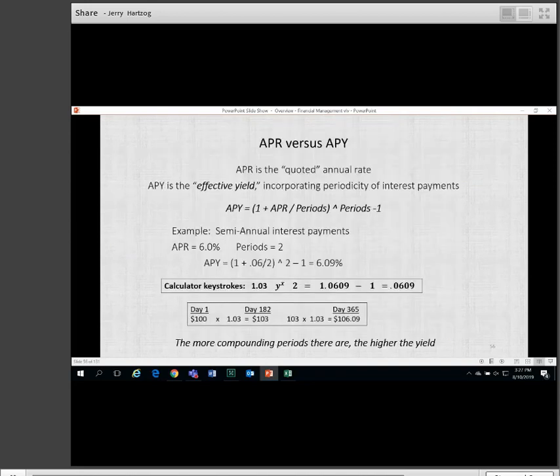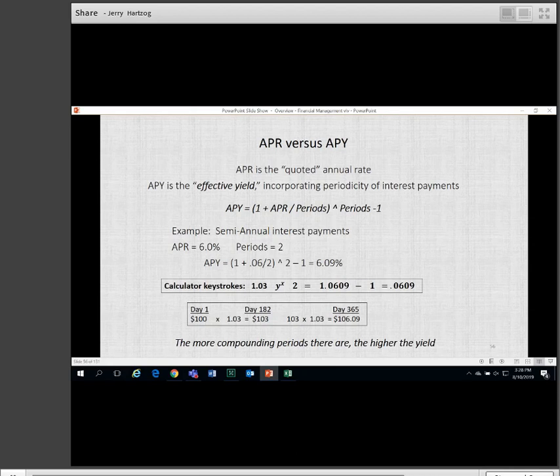Now, this next area actually shouldn't be part of the course. This course is supposed to be about corporation finance, but APR and APY is really a consumer finance issue. But it's part of the course, part of the text. It will probably be part of the OA, so we're covering it.